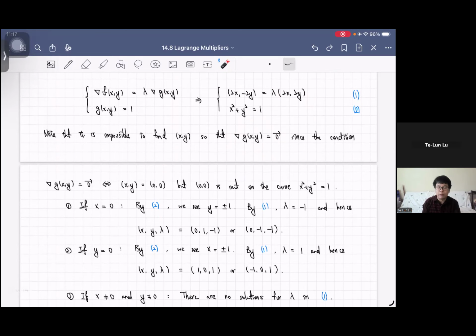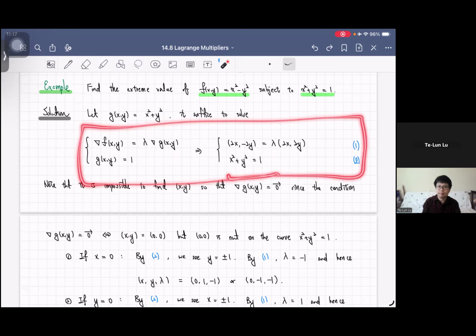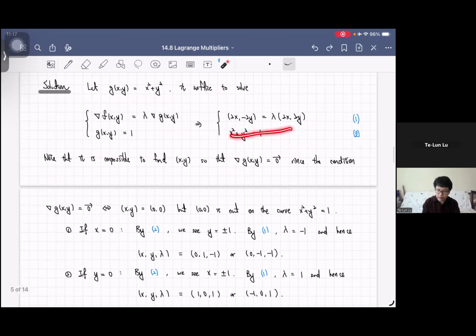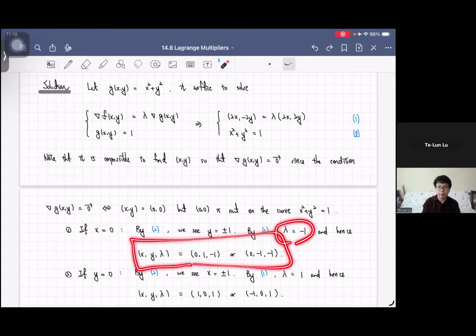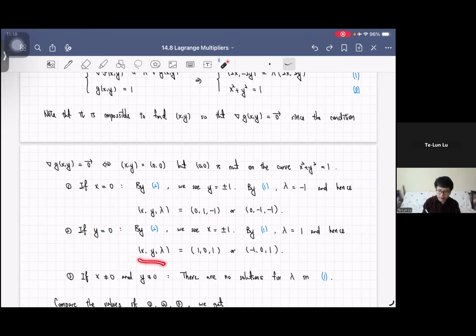So we can apply our Lagrange multiplier, basically trying to solve these two equations. Based on the first equation, I prefer to analyze the case where x or y is 0. When x is 0, then by the second equation, y must be plus or minus 1, and that corresponds to lambda being minus 1. So you have two solutions: (0, 1, -1) and (0, -1, -1). Similarly, by symmetry, when y is 0, then (x, y, lambda) is (1, 0, 1) or (-1, 0, 1).